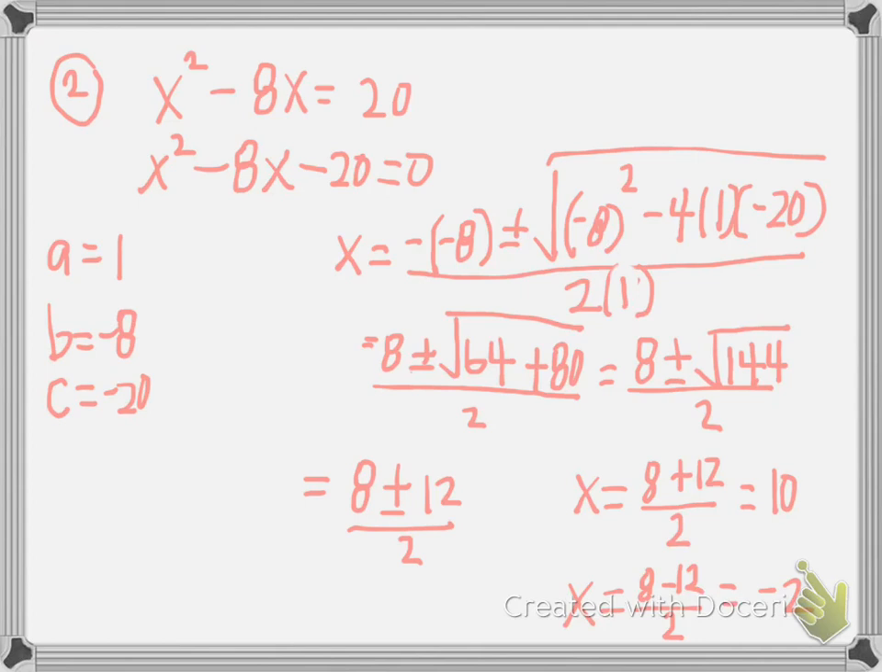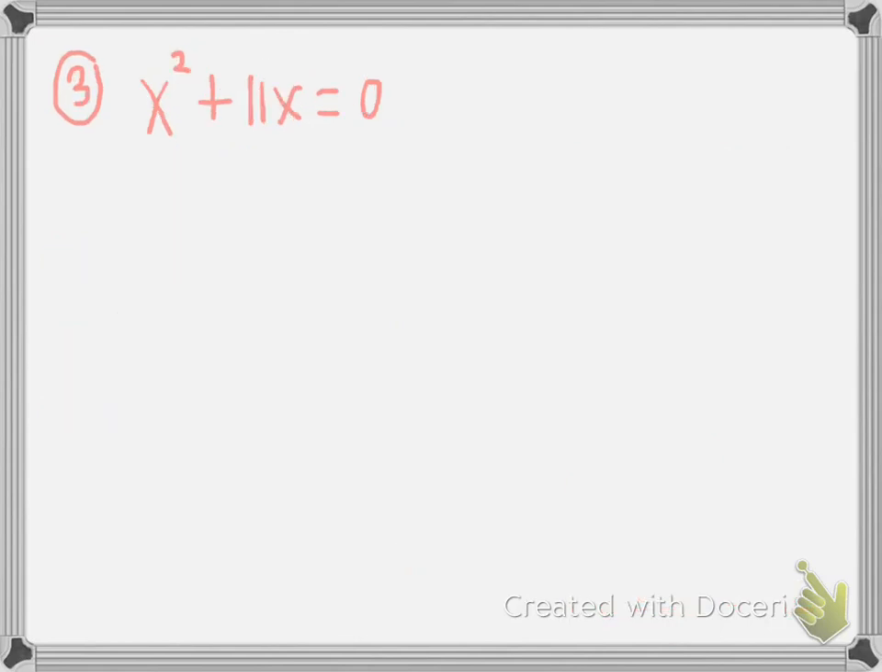So you could have factored that one, right? Something multiplies together to give you a negative 20 and adds together to give you a negative 8. Okay? All right, let's do another one here.